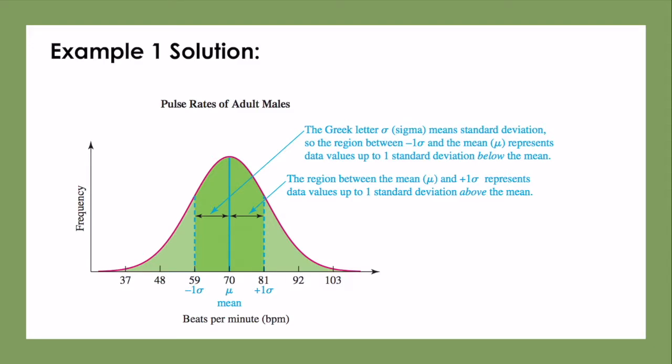So here's our solution, right? Our Greek letter sigma means standard deviation, and the region between -1 sigma and +1 sigma represents the values within 1 standard deviation of the mean. If I look at the values between 48 and 92, this is all data within 2 standard deviations, positive or negative. We're going to use sigma. Sigma means 2 standard deviations of the mean, because it's 2 standard deviations below or above. So it's kind of like absolute value, but not quite.